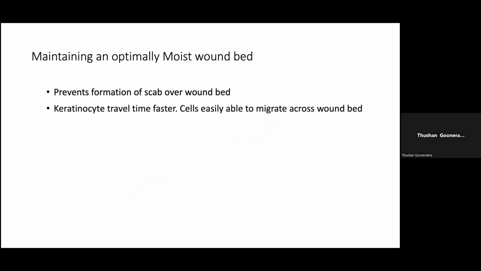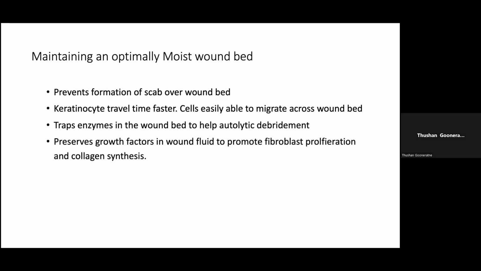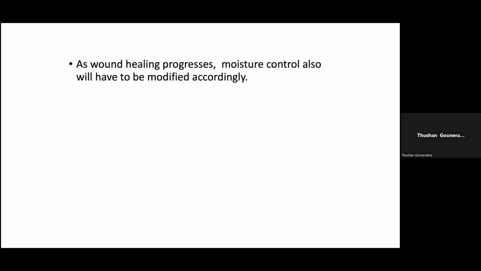Because that helps stop a scab from taking over the wound. It helps keratinocytes to move faster. Cells can easily migrate. It traps the enzymes in the wound bed to help with autolytic debridement. It preserves growth factors. It's a healthy tissue bed. And that's important because moisture control is one of the key factors in ensuring the wound heals.